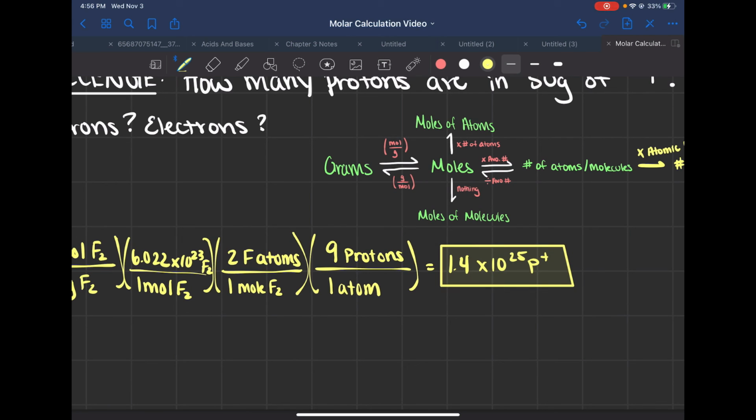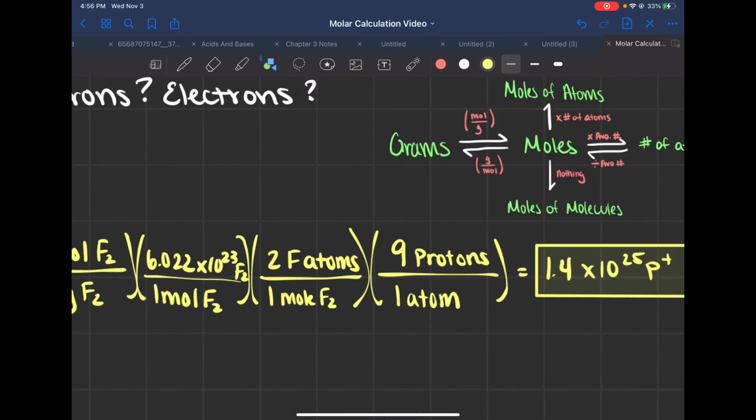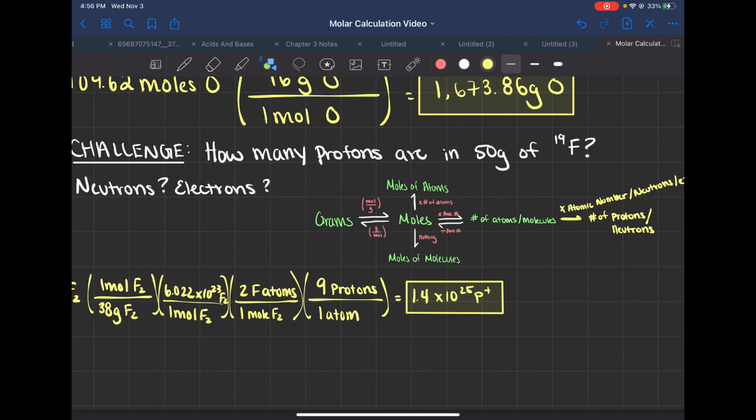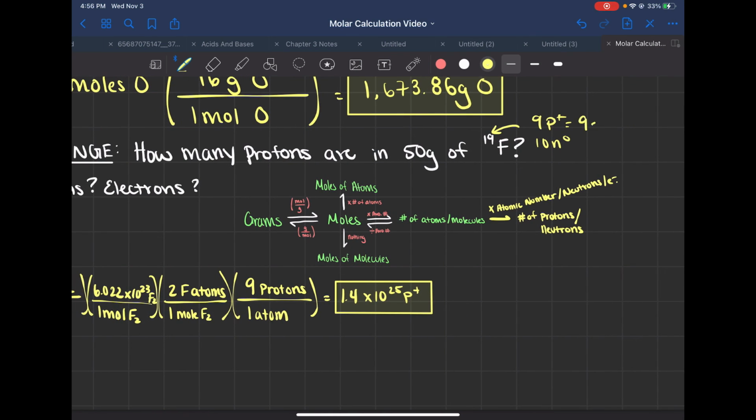Okay, now that is pretty much it, but we do have some other parts to this problem, right? But I'm actually not going to work it out here. The only difference here is just remember isotopes, their atomic mass is considered only for the number of protons and neutrons. So if we have 9 protons, that means we have 10 neutrons. So this is 9 protons and 10 neutrons. And the electron count will be the same as the protons. So 9 electrons.